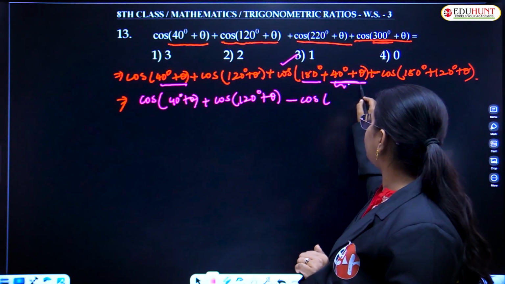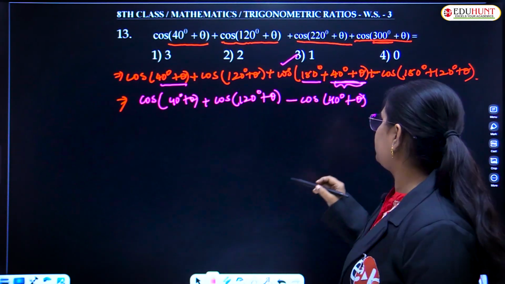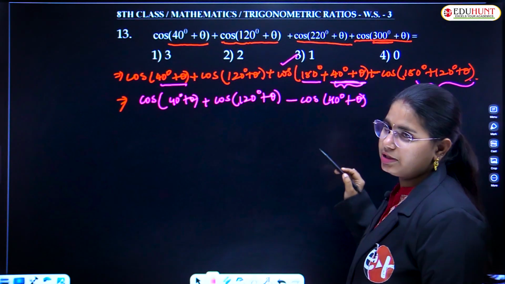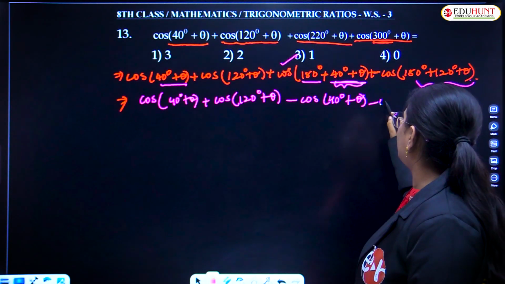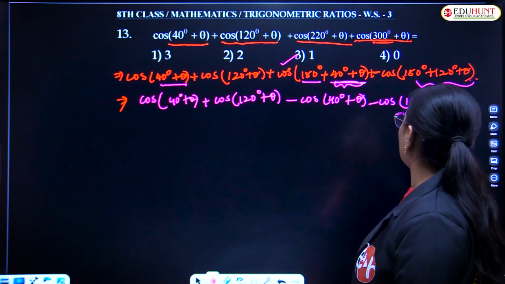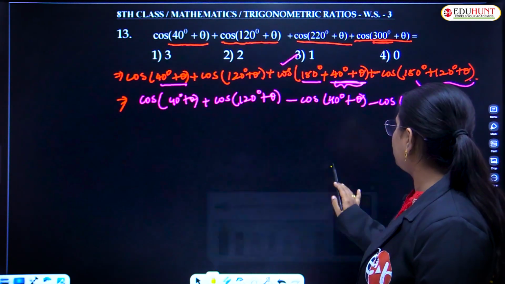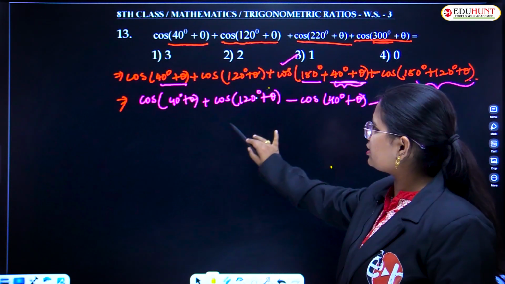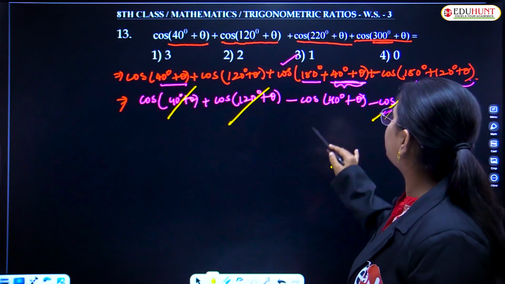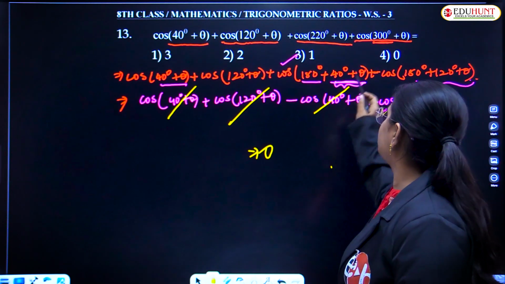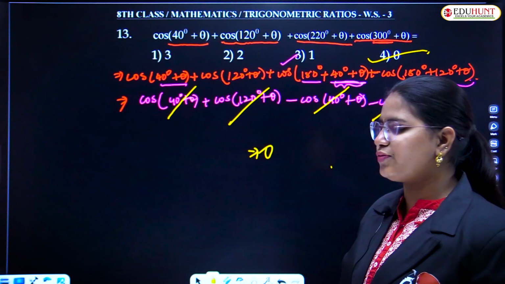In the place of theta, you have 40 degree plus theta. Same as usual, 180 plus theta again you can write as minus cos, and theta here is 120 degree plus theta. Now just observe this properly. Minus cos(120 plus theta) and plus cos(120 plus theta) get cancelled. Similarly, the other similar terms get cancelled. You'll be left with 0, which is option 4. Am I clear with this? I just cancelled all the terms which are similar.